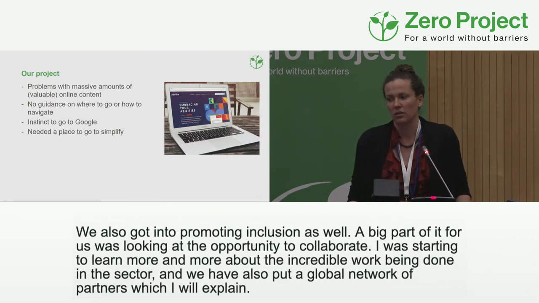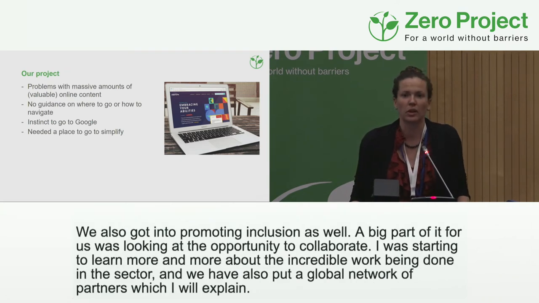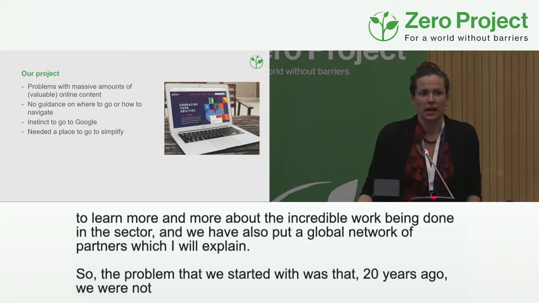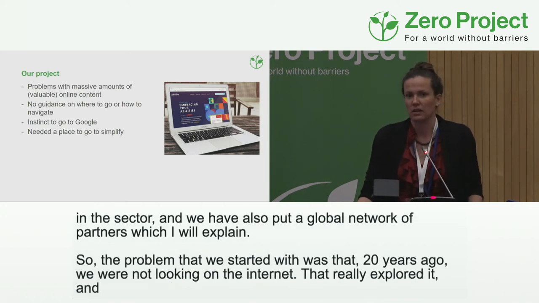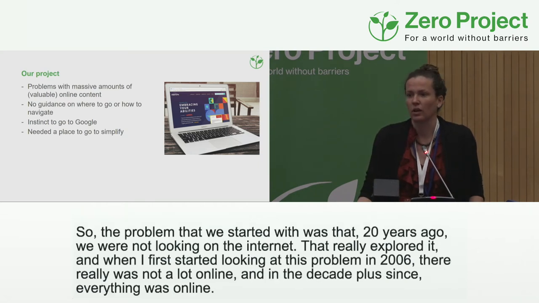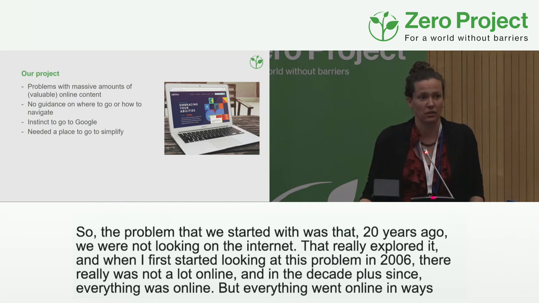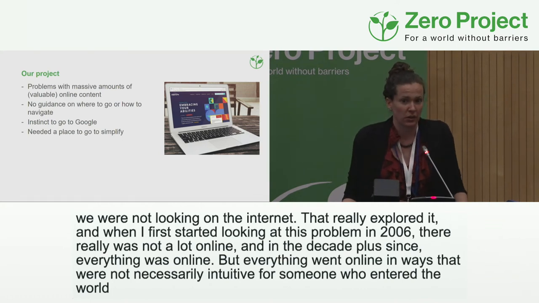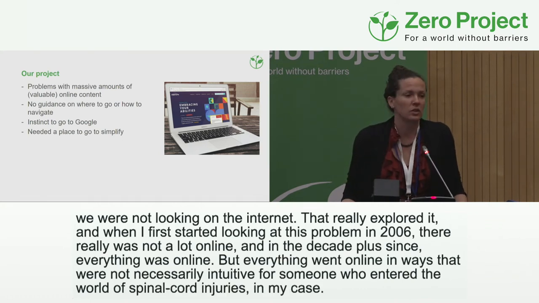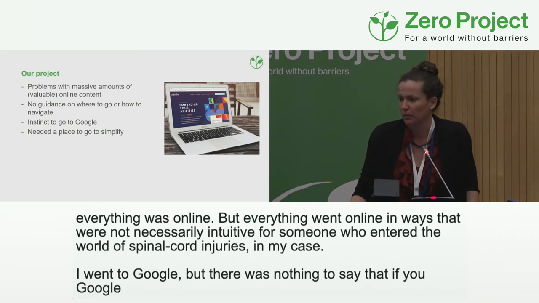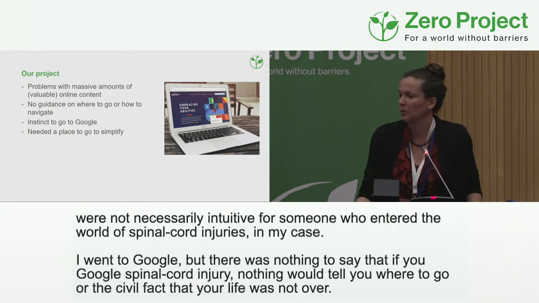So the problem that we started with was that 20 years ago we weren't looking on the internet after my dad was hurt, but that really exploded in the years since. When I first started looking at this problem back in 2006, there really wasn't a lot online, and then in the decade plus since, everything went online. But everything went online in ways that were not necessarily intuitive for someone who entered the world of, in my case, spinal cord injury. People's instincts started to be to go to Google, but if you Googled spinal cord injury, nothing was going to tell you what to do first, where to go, or even just the simple fact that your life wasn't over. And we wanted to find a way to simplify that for people.